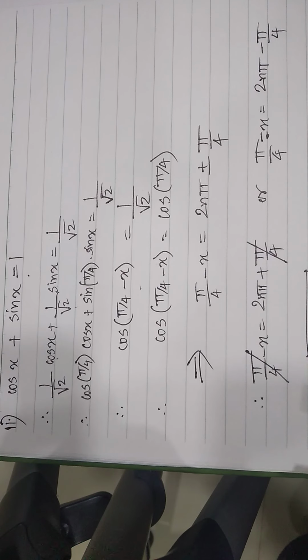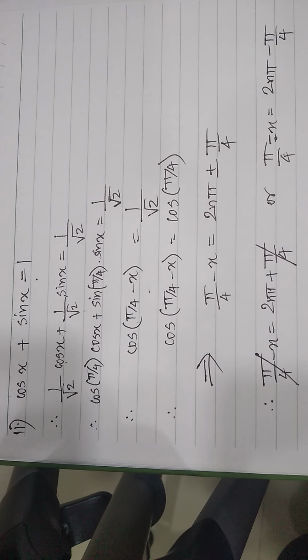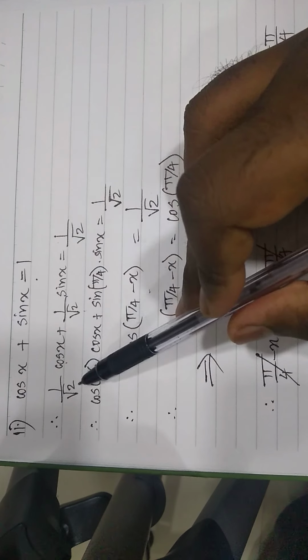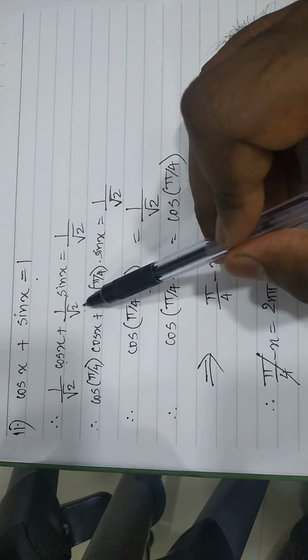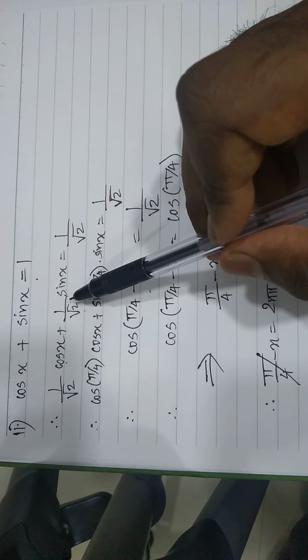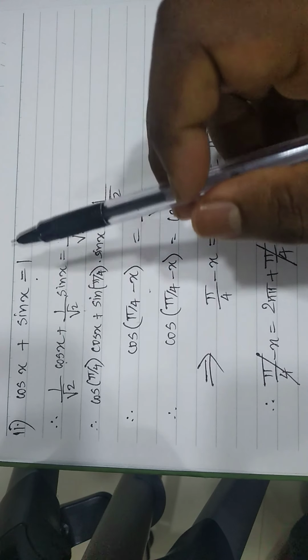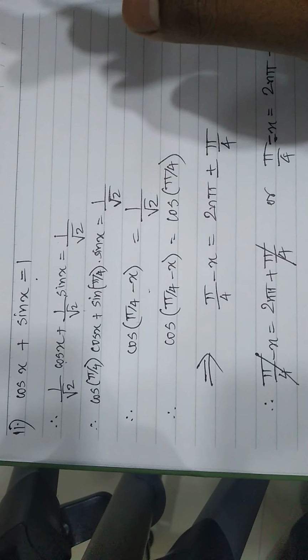Okay, now let's look at the last problem of this video. This is an interesting one. Cos x plus sin x equal to 1. Now as you can see here, I have multiplied the entire equation by 1 upon root 2. Why have I done that? Because 1 upon root 2 is the only value for which both the sine ratio and cos ratio are equal.